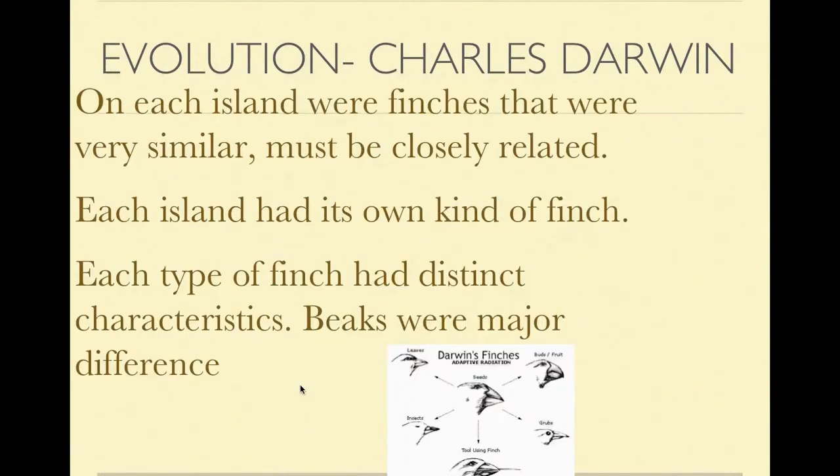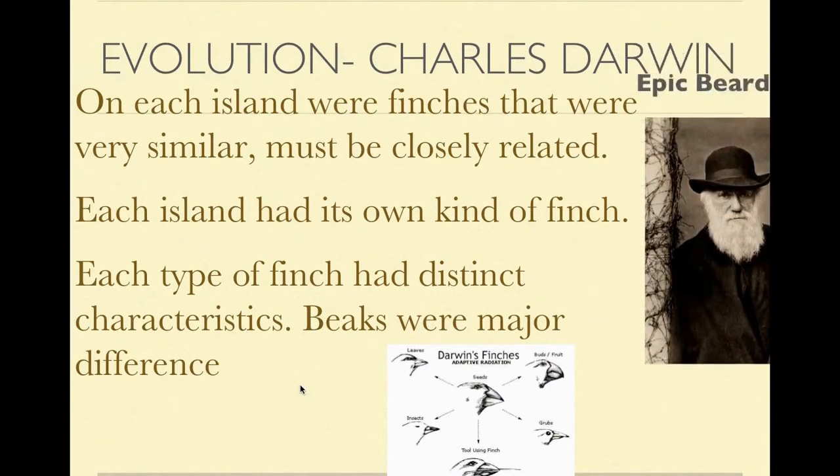Okay. Darwin realized on each island that there were these birds that were very closely related. They looked very similar other than their beaks. So each island had its own kind of bird, and these were finches, and each island's finch had its own separate kind of beak. That was the major difference between them.